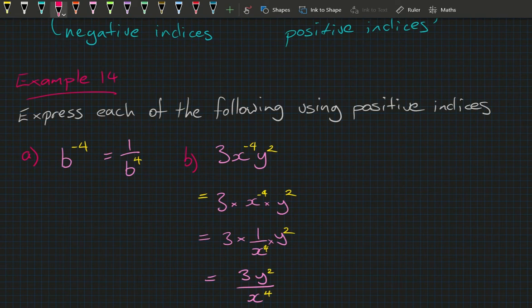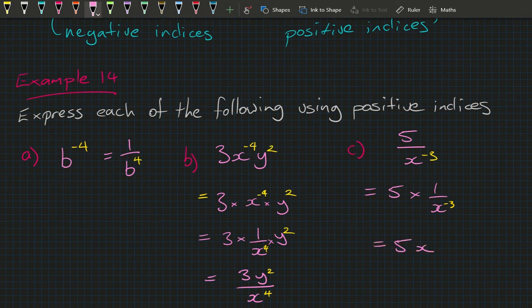All right, in part C, we have the expression 5 over x to the minus 3. You can separate these two and write them out as 5 times 1 over x to the minus 3. And we all know what to do with this 1 over x to the minus 3 now. That just becomes x to the 3. So our final solution is 5 times x to the 3. So hopefully they're nice and easy for you.